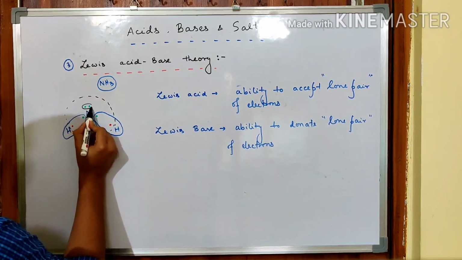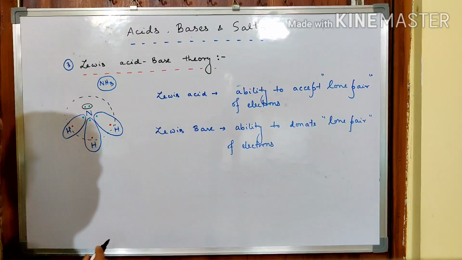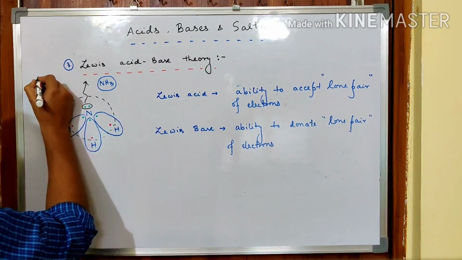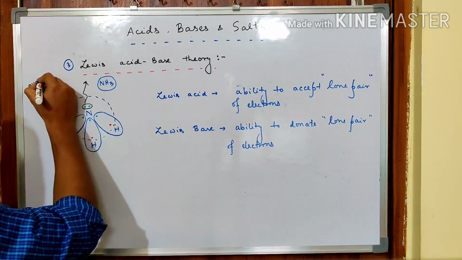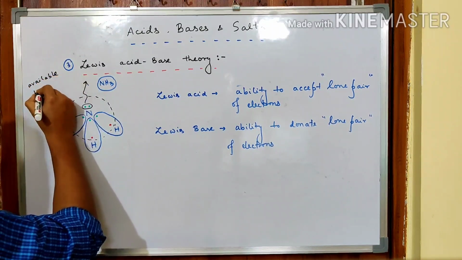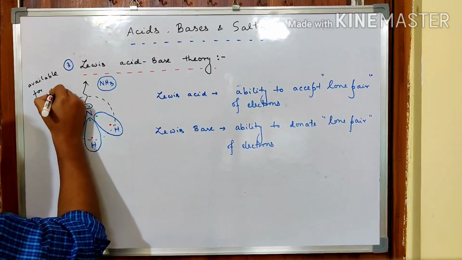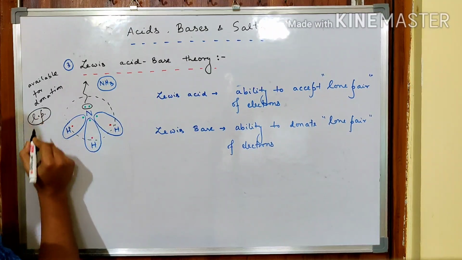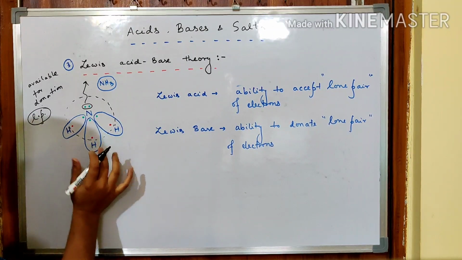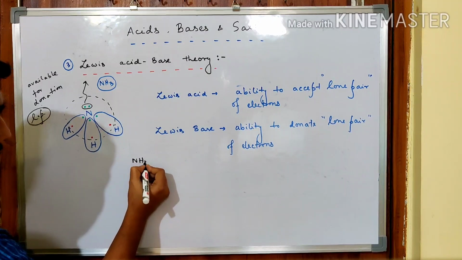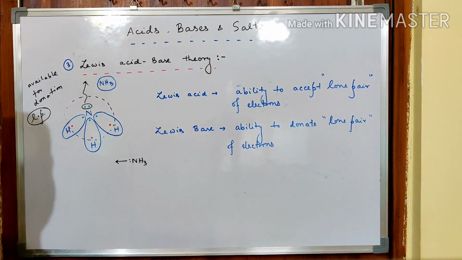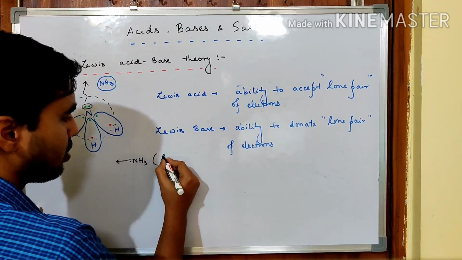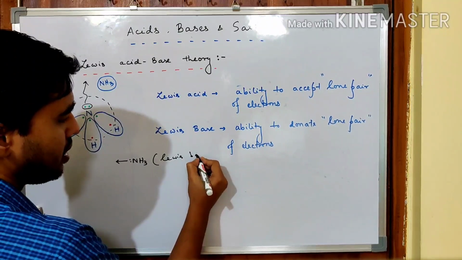But the speciality of these 2 electrons are, they are not participating in the bonding. So they are available for donation. So these are electrons available for donation. That is why these are called lone pairs. So that is why NH3, this particular species, with the lone pair of nitrogen, can donate the electrons, and it is called Lewis base.